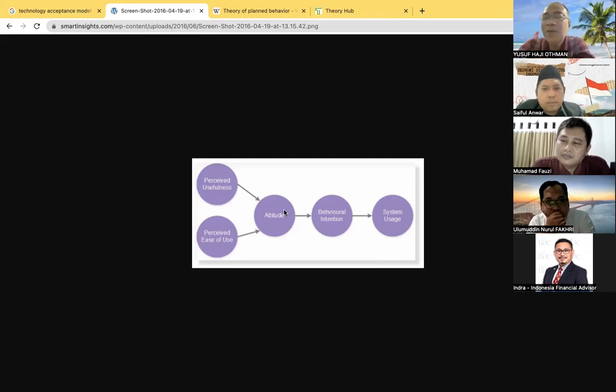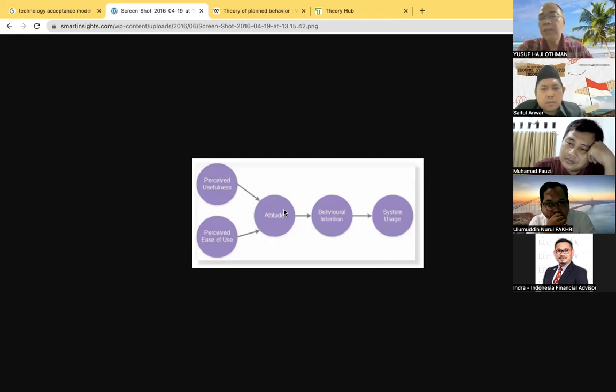So take note, you learn something new today. There are four popular underpinning theories. Number one, the theory of planned behavior. Number two, UTAUT, the unified theory of acceptance and use of technology. Number three is DIT, diffusion of innovation theory. Number four is the technology acceptance model, TAM. And of course, there are many other underpinning theories, but in social science, these are among the significant theories.